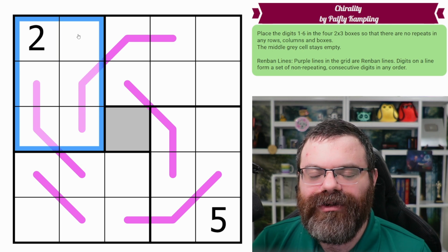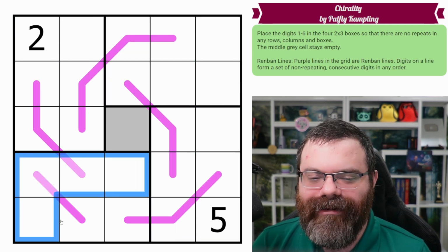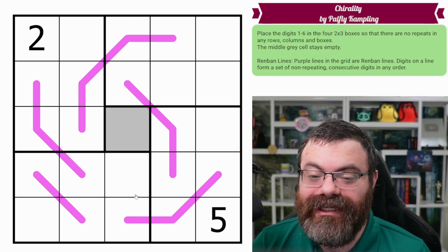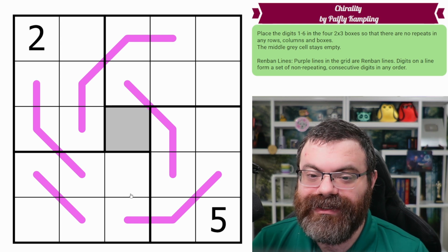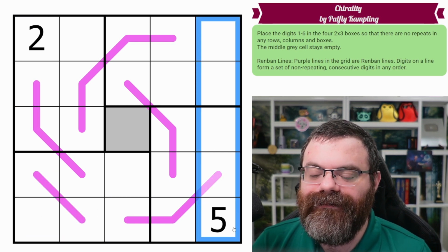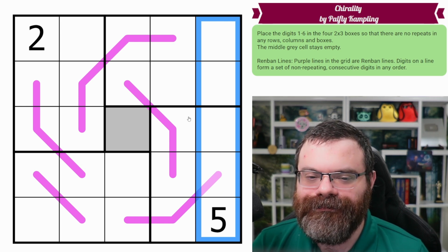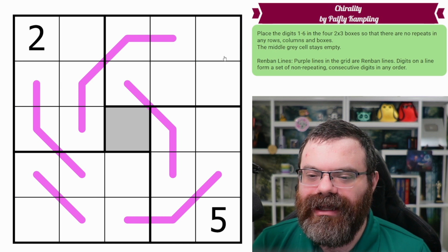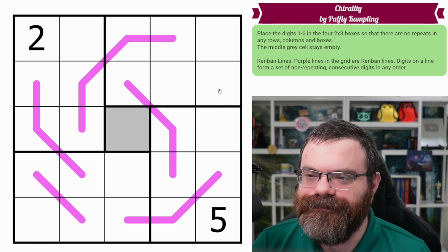Instead, we just have four regions, four 2x3 regions, some rotated differently, which contain the digits 1 to 6 exactly once each. So this entire puzzle will have 4 1s, 4 2s, 4 3s, 4 5s, and 4 6s. We still aren't repeating in a row or column, but we're not going to fill every row or column with 1 to 6 because there's only 5 cells. So every row or column still has 0 or 1 of any given digit. You can't repeat them.